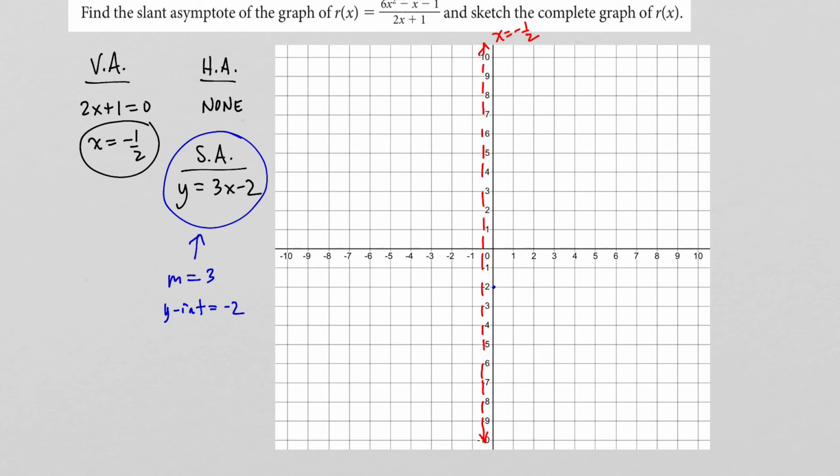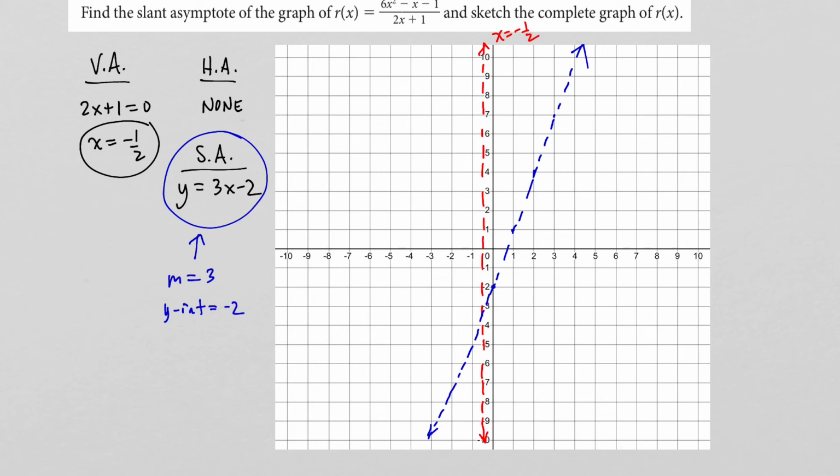So it's going to cross the y-axis at -2, and a slope of 3 means you go up 3 over 1. Do that a few times, and then we can graph that line, and I will make it a dotted line because it is an asymptote. You always graph your asymptotes with dotted lines so that you can tell them apart from the function that you're graphing.